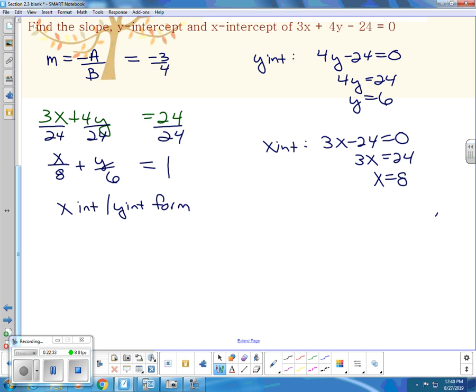Okay. So that's a form literally I've never seen until I looked at this book. Not used very much. But you could find your x and y intercepts all at once if you wanted to do it that way. Okay? Easy enough.